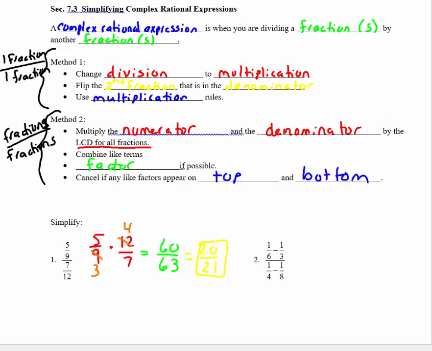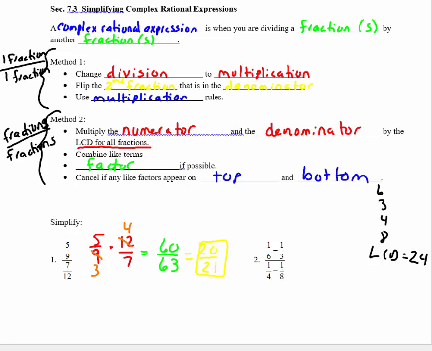Looking at number 2, we have 1/6 minus 1/3 all over 1/4 minus 1/8. Definitely falls under method 2. Why? Because we have multiple fractions over multiple fractions. So let's see if we can follow these steps. Multiply the numerator and the denominator by the LCD for all fractions. So first of all, my denominators are 6, 3, 4, and 8. What's the first number 6, 3, 4, and 8 can all go into? Is 24. So my LCD is 24.